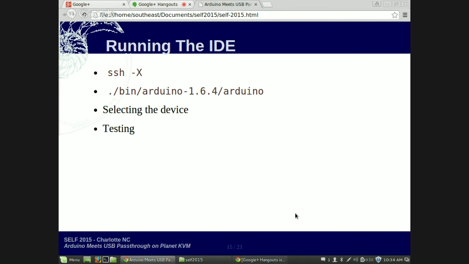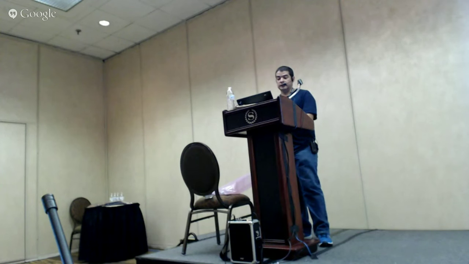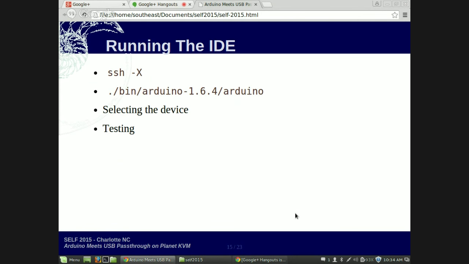Now, the way I run the IDE is I SSH with window forwarding, or tunneling, to my desktop, the VM client, and then I just start the Arduino. I install the SDK in my personal bin directory, and then I have to select the device, and then we test it.